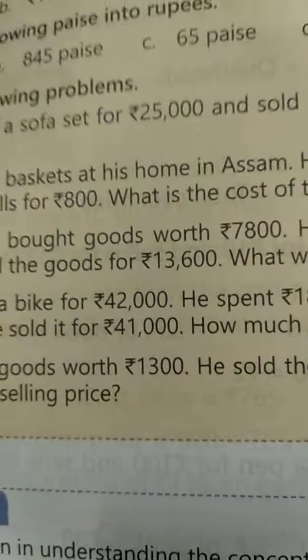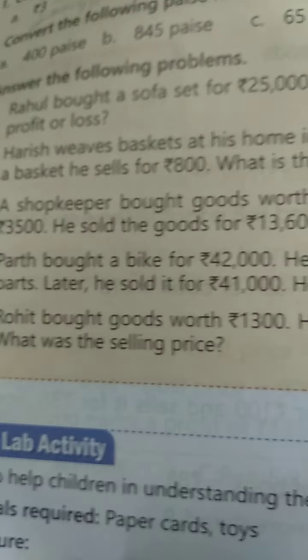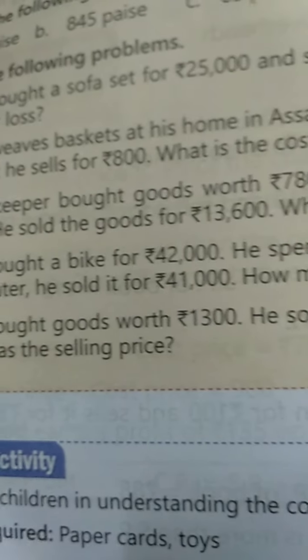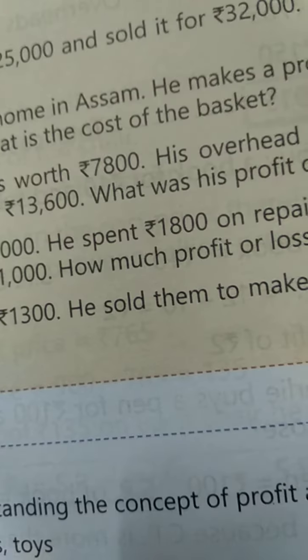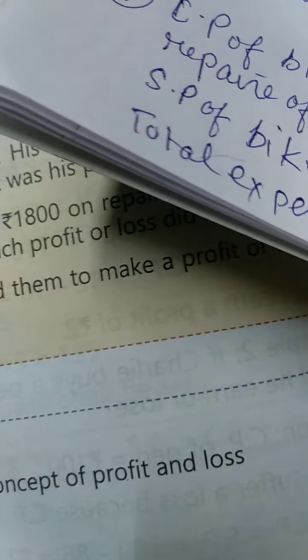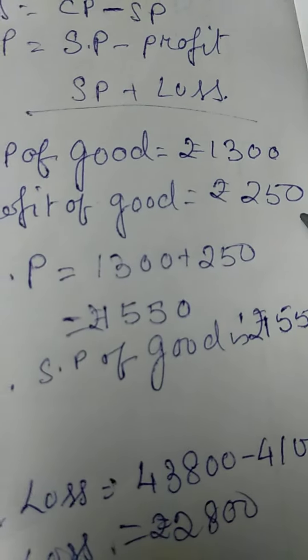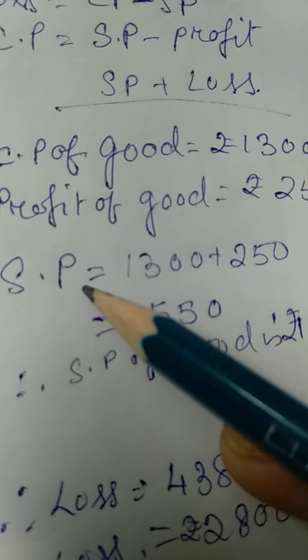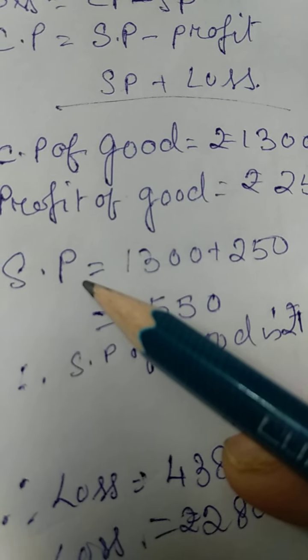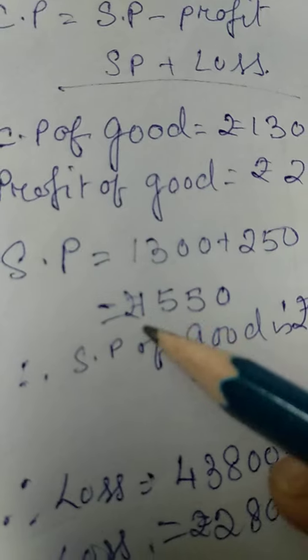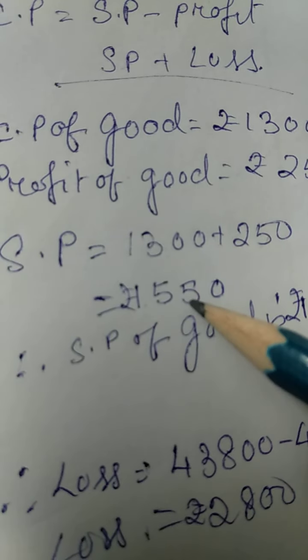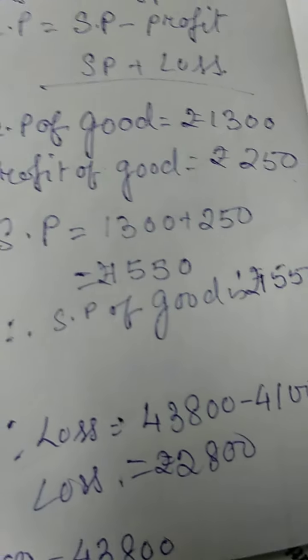Okay. C we are not doing, we will do E. Rohit bought goods worth rupees 1300. He sold them to make a profit of 250. So what is the SP? So CP of the goods is 1300, profit is 250. So what do I have to do? Because SP equals CP plus profit, I added it and I got the SP. It is 1550.